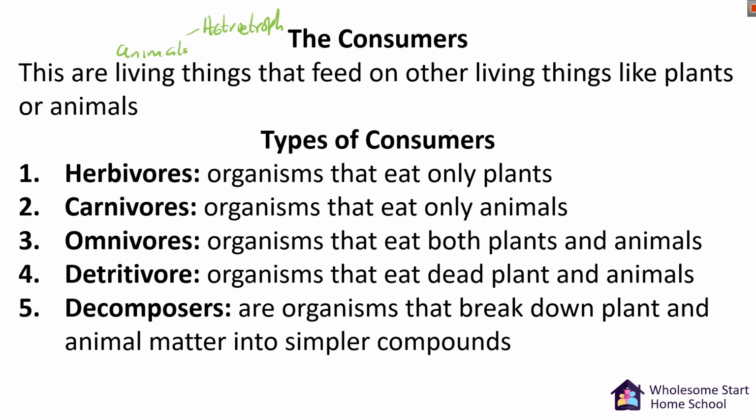Let me do a little bit on types of consumers. We already talked about this when we talked about feeding relationships. We have the herbivores, organisms that feed on plants, only plants. We have the carnivores, animals that feed on only other animals' flesh. Then we have the omnivores, organisms that eat both plants and animals. Now, these next two I know we didn't talk about last time, that's why I put them there.